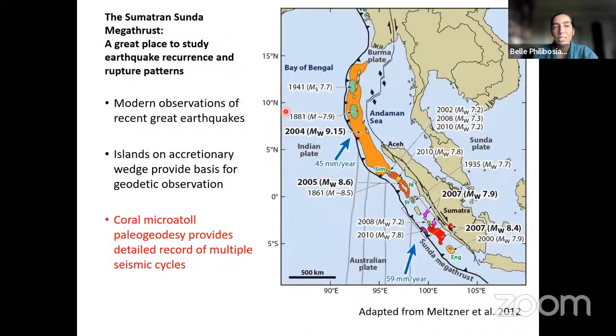So this brings us to the Sumatran Sunda megathrust, because it turns out this is a really fantastic natural laboratory to study and establish earthquake recurrence and rupture patterns. We have, of course, the modern observations of great earthquakes all along the megathrust. We have the islands that are located right above the seismogenic zone, which provide a basis for observation. And very importantly, we have coral microatolls, which, as we'll see, provide detailed records of multiple seismic cycles.